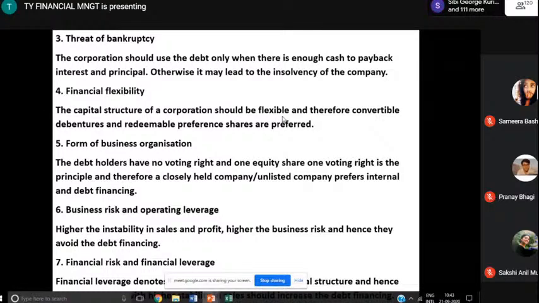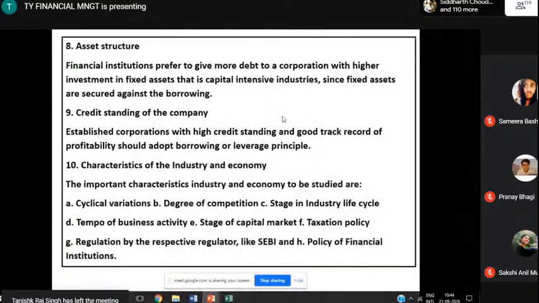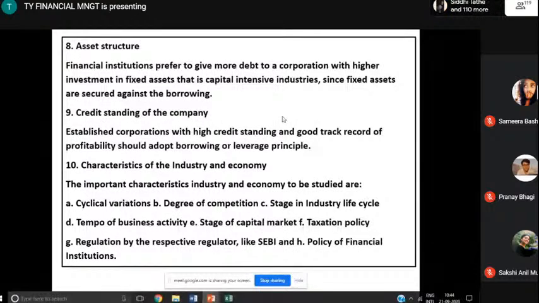Next is what? In addition to business risk, we should take financial risk and financial leverage. Then asset structure. You are thorough with asset structure. This is the second time you are saying it. Then credit standing of the company. Next is characteristics of the industry and economy. Okay, I don't want to trouble you. Next lecture, study this and come. We will see the MCQ on this topic.